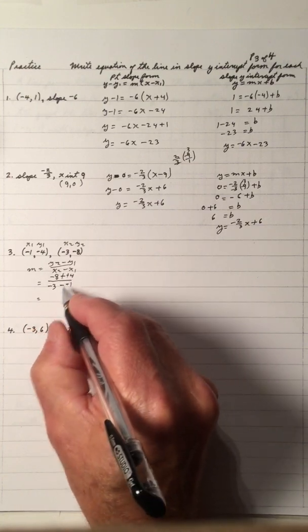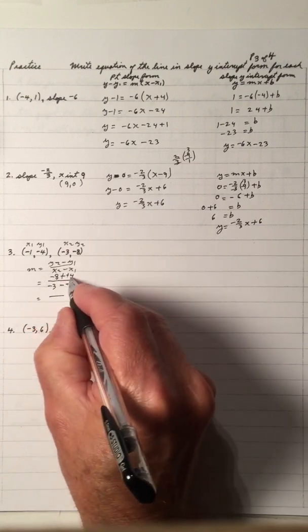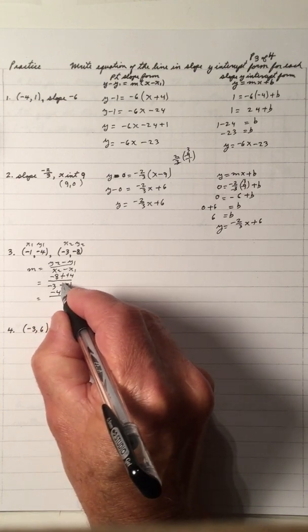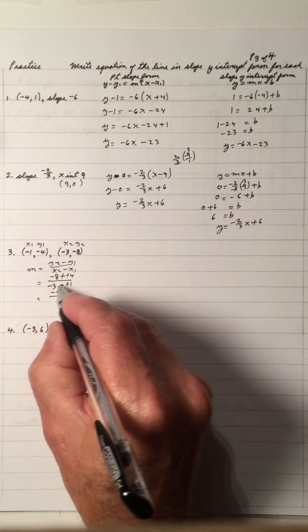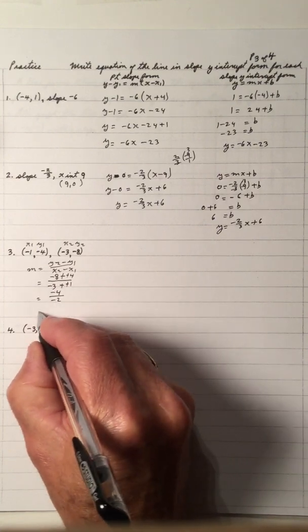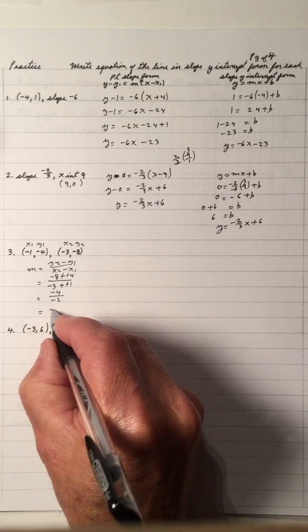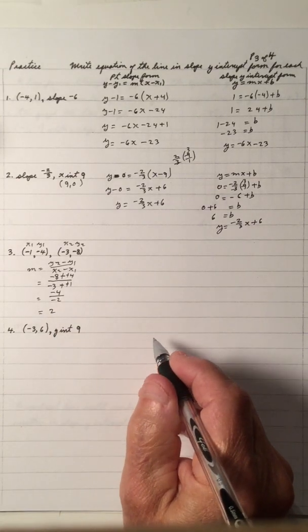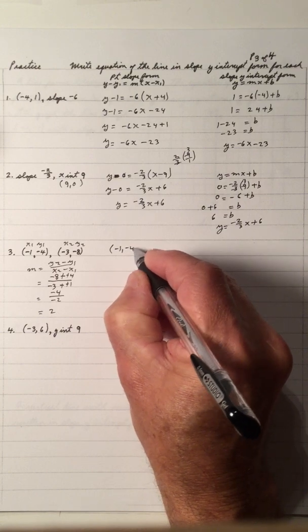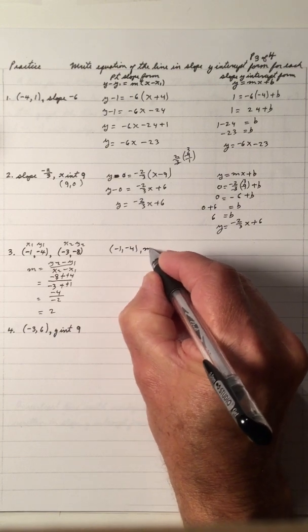Double negative is a positive, so the numerator becomes negative 4. Double negative is a positive, change them. Negative 3 plus 1 is negative 2. Negative 4 divided by negative 2 is 2, so I have a slope of 2. Point slope form, pick a point. Now let's take the first one, and the slope is 2.